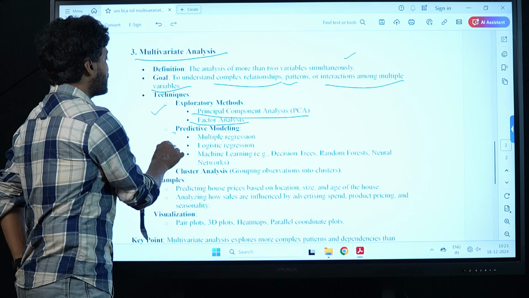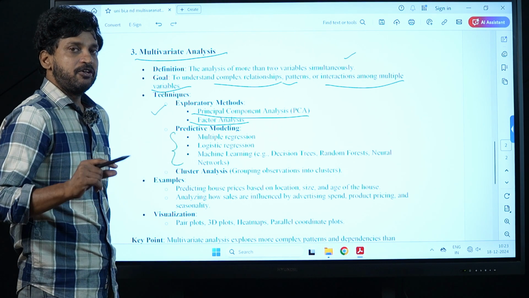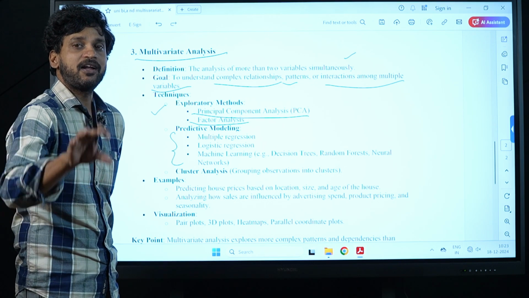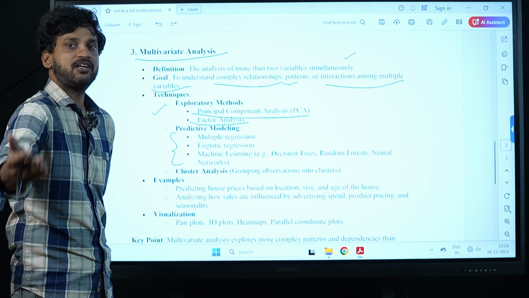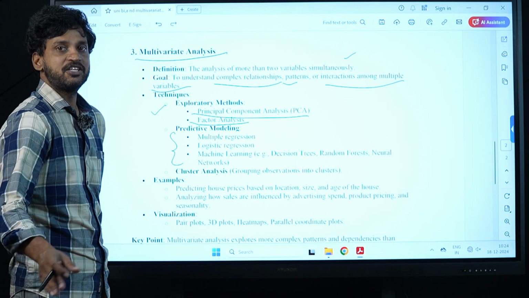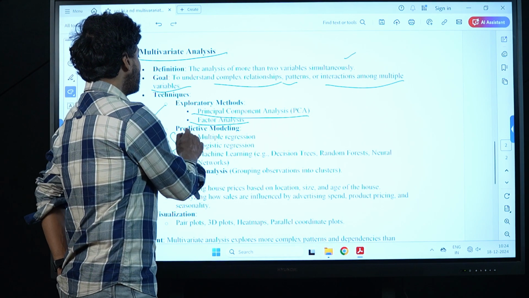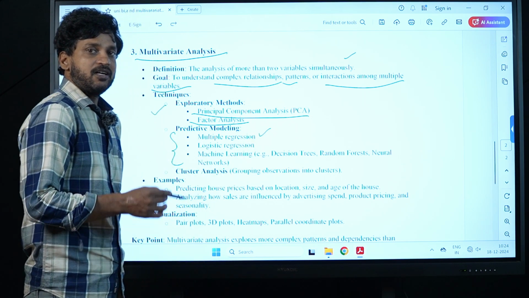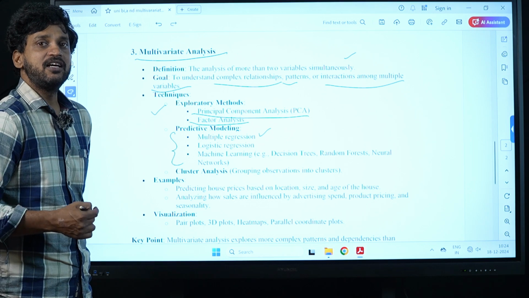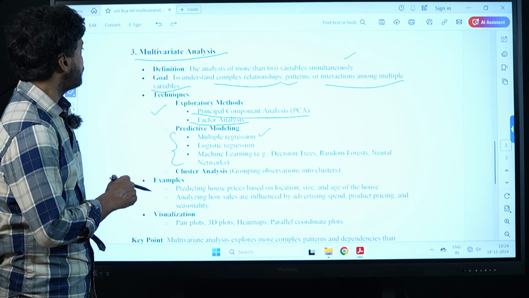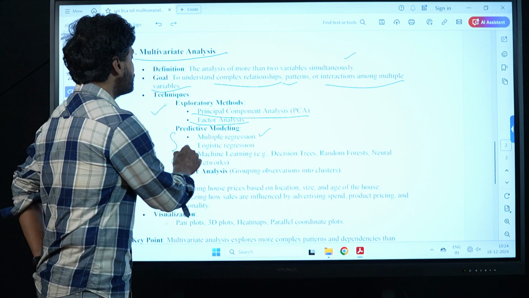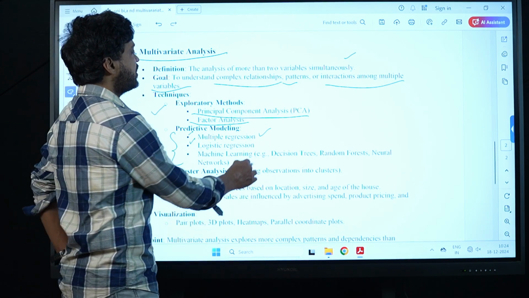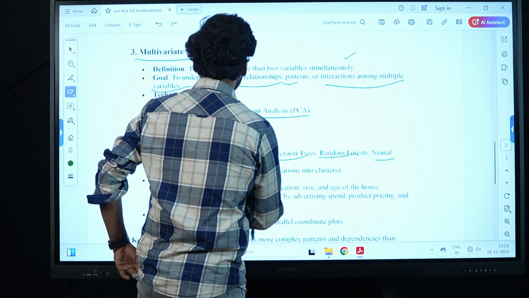The next thing is predictive modeling. In predictive modeling, we are going to use regression techniques. What are the regression techniques? Regression techniques are explained clearly in the fifth unit, because in the fifth unit we are going to have all the machine learning topics such as regression and classification. In predictive modeling, we will talk about multiple regression. Earlier, in bivariate analysis, we used linear regression, simple linear regression. But for multivariate analysis, we are going to use multiple regression, logistic regression, and machine learning models such as decision trees, random forest, and neural networks.